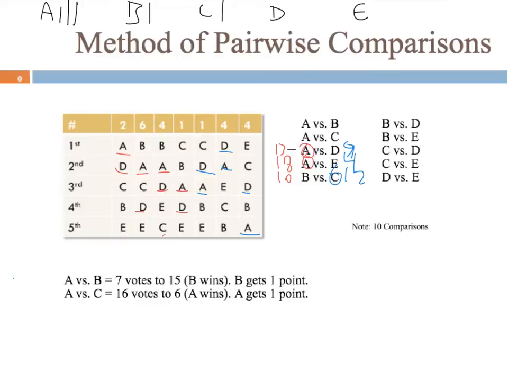All right, next, B versus D. B is on top of D 6 times, 4 times, that's 10, 11. All right, just 11. And then D would be the other 11. So here we have a tie. I'm going to give half a tally to each of those, so half a point. So B now has 1.5. D has just half a point.